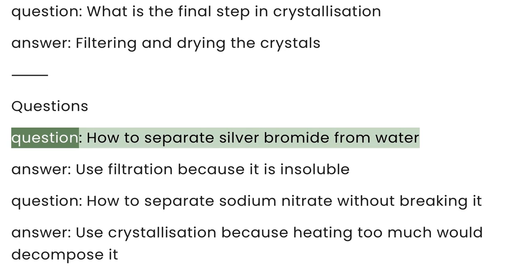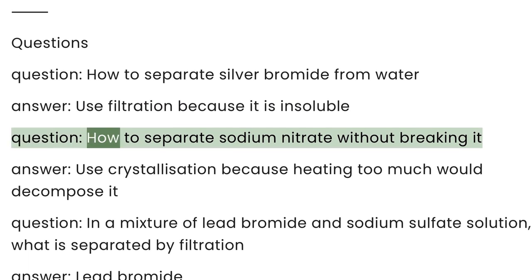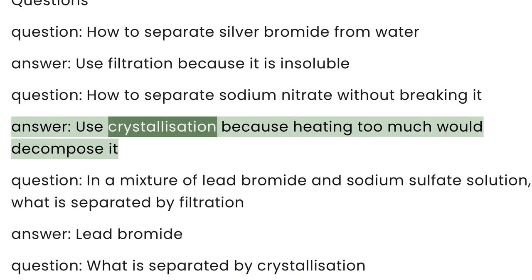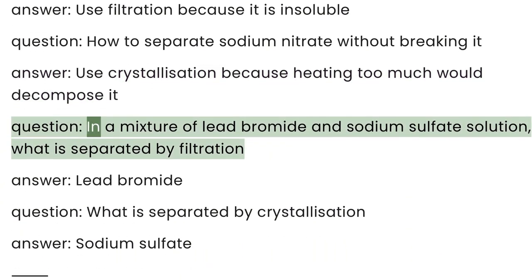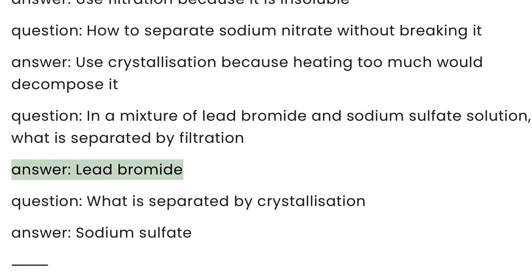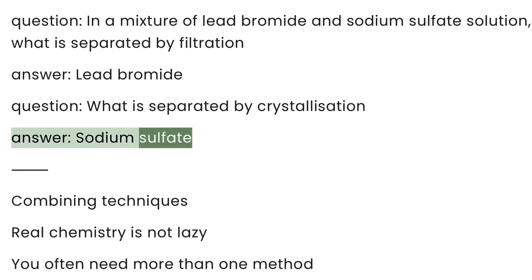Questions. Question. How to separate silver bromide from water? Use filtration because it is insoluble. Question. How to separate sodium nitrate without breaking it? Use crystallization because heating too much would decompose it. Question. In a mixture of lead bromide and sodium sulfate solution, what is separated by filtration? Lead bromide. What is separated by crystallization? Sodium sulfate.